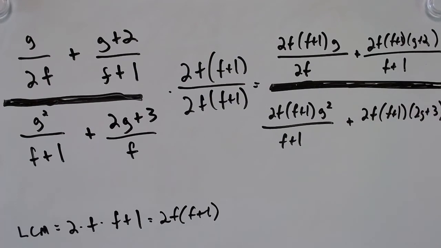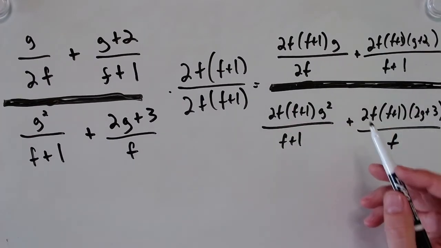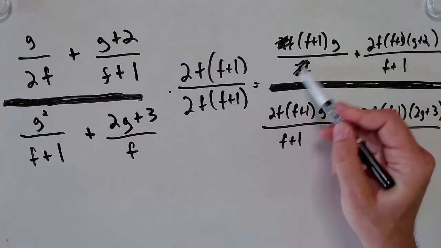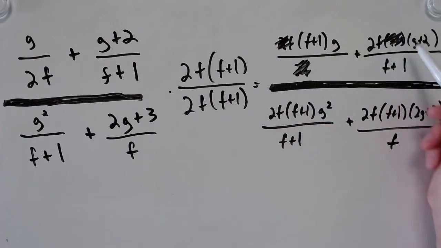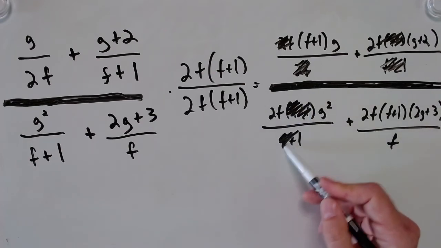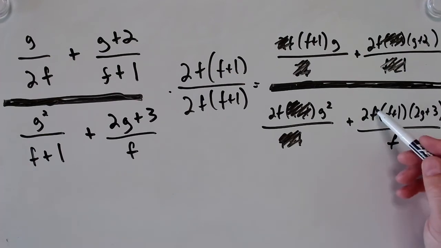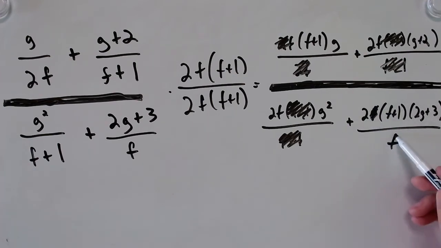Is that on the screen? Oh, just barely. Now that we've found this, I'm going to erase this really quick and look at this mess and see what cancels. This and this are going to cancel. F plus 1 and f plus 1 are going to cancel. F plus 1 and f plus 1 are going to cancel. And we have 2f and f, so this f and this f are going to cancel. Well, look at that. We managed to wipe out all of the denominators.